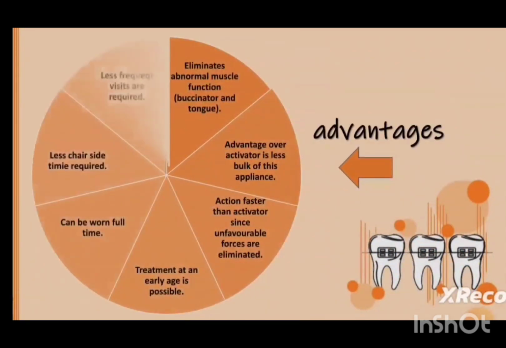Its advantages include the elimination of abnormal muscle function, mainly buccinator and tongue, and also orbicularis oris. Now, the advantage over the activator is the less bulk of this appliance. Action is faster than the activator since unfavorable forces are eliminated and also the wear time is increased. Treatment at an early age is possible. It can be worn full time. Less chairside time is required and less frequent visits are required.